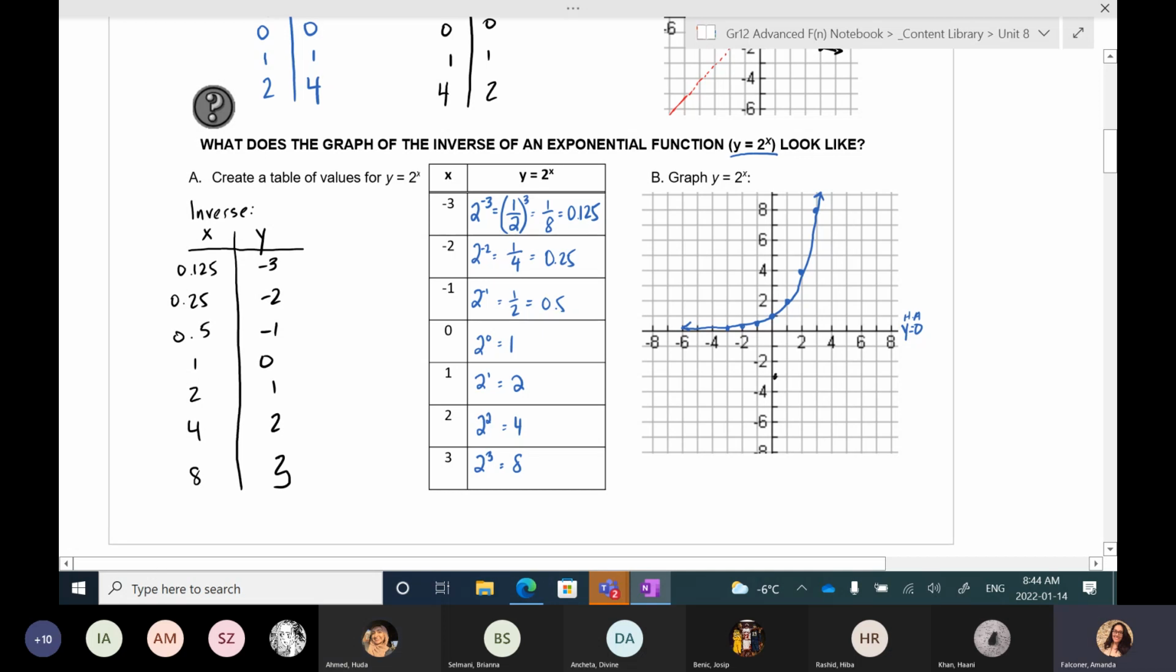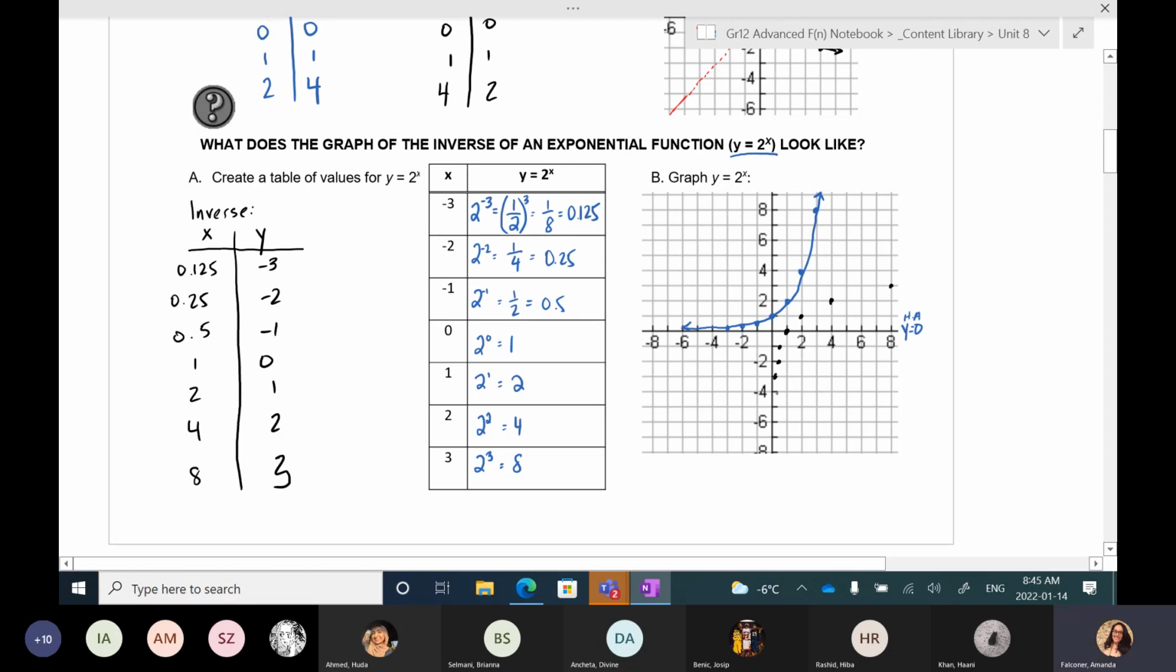Okay, and then I'm going to go 1/4 to the right and then 2 down. 1/2 to the right and 1 down. 1 to the right and 0. 2 to the right and 1. And 4 to the right and 2. And 8 to the right and 3.